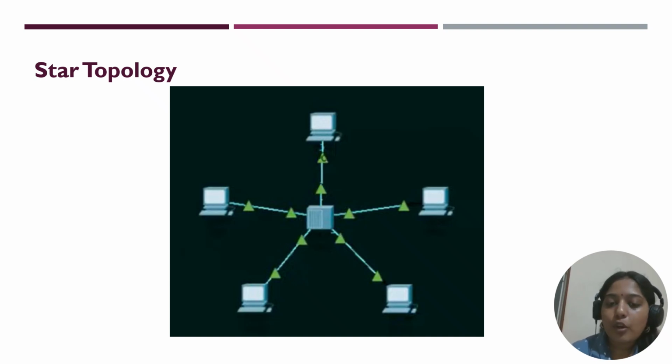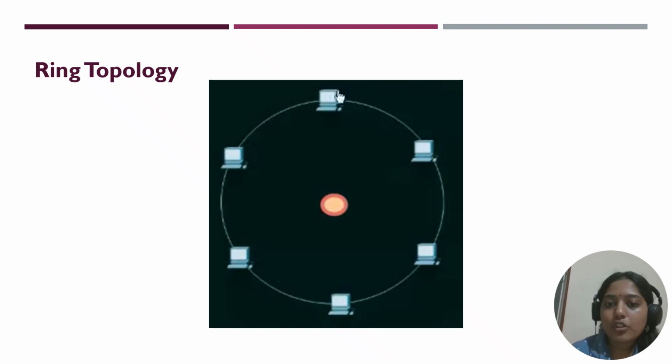Next one is star topology. In this topology, all devices are connected to a central device, usually called a switch or a hub. If one device fails, it does not affect the others, but if the central device fails, the entire network will stop. So this is one of the most commonly used topologies today. Ring topology. Here, devices are connected in a circular form where each device is connected to two other devices. Data travels in a loop from one device to another. If the connection breaks, it affects the entire network.